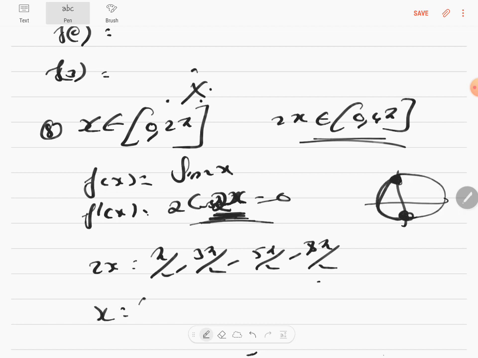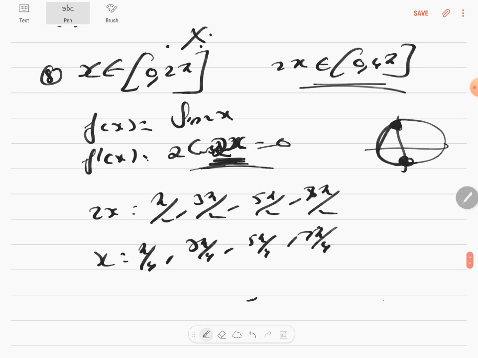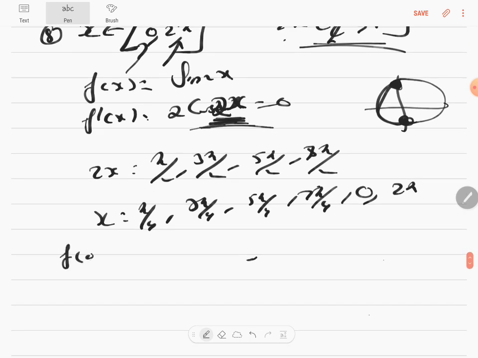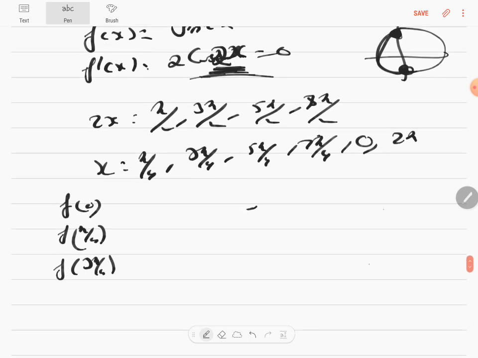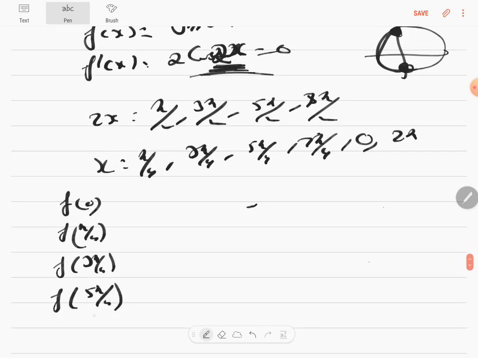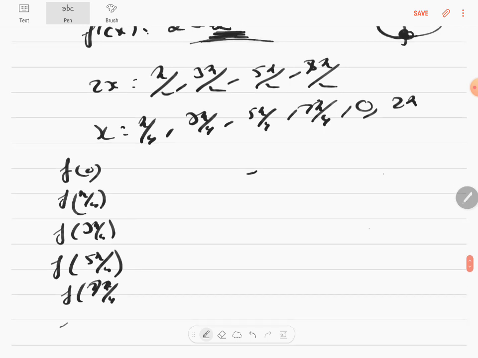Therefore, x will be pi by 4, 3 pi by 4, 5 pi by 4 and 7 pi by 4. Now that you got all x values, what will happen to x here? x is also 0 and also 2 pi. So you have to substitute for 0 and 2 pi also. So you have to do f of 0, f of pi by 4, f of 3 pi by 4, f of 5 pi by 4, f of 7 pi by 4, f of 2 pi.